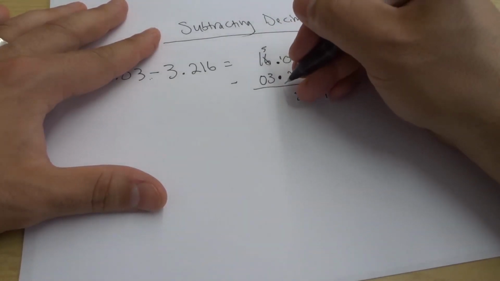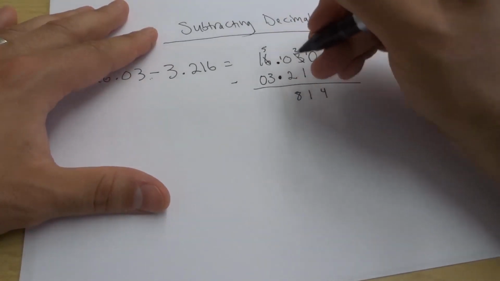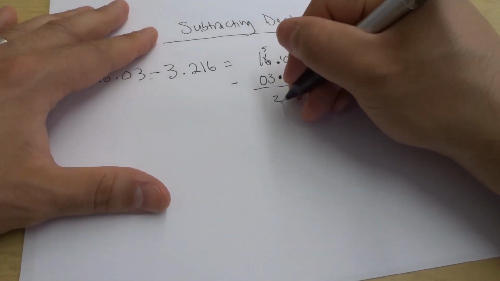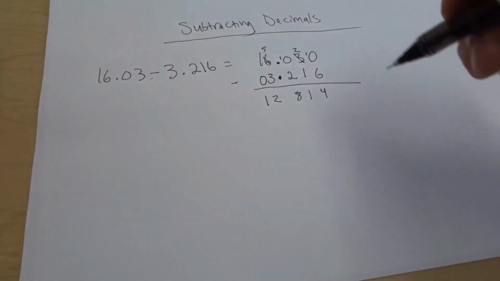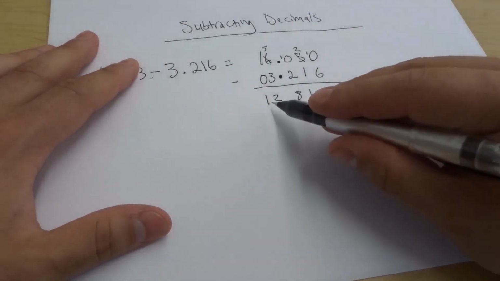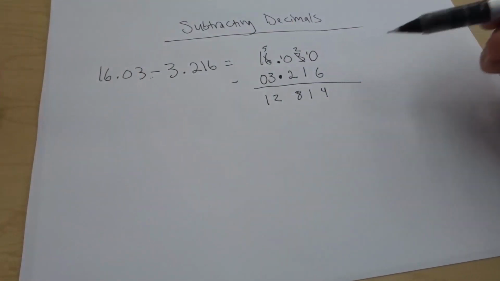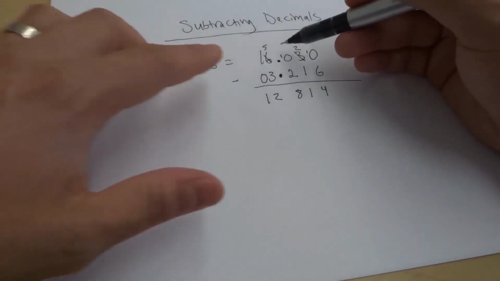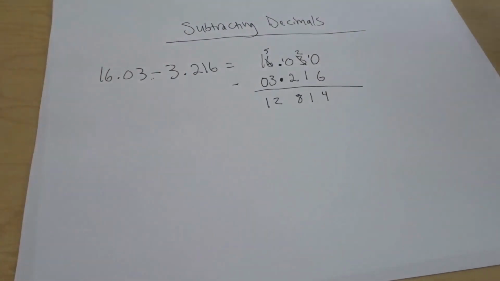Once again, our decimal goes right here, but we're not going to put the decimal just yet. We now have 5 minus 3, which is going to give us 2. And then 1 minus 0, which is going to give us 1. Now what we have here is an answer. Obviously, if I left this answer as is, 12,814, it would be too big of a number. That wouldn't make sense, right? Because you're doing 16.03 minus 3.216. So 12,000 is way too big.